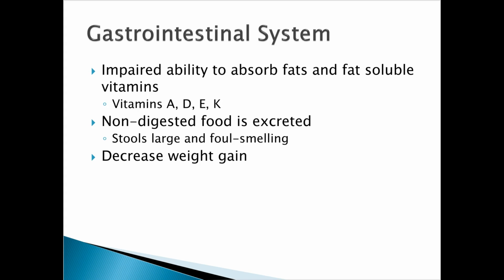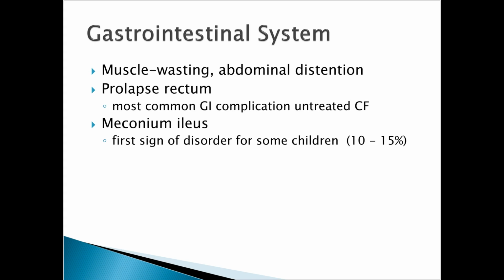And it is very difficult for them to gain weight. A lot of times they're going to lose weight because they just cannot absorb what they're eating properly. And that's a big thing that they do at the outpatient clinic, is watch their weight. Sometimes you know an exacerbation is coming based on them losing weight instead of gaining weight. In their GI system, they're going to have muscle wasting and sometimes abdominal distension.